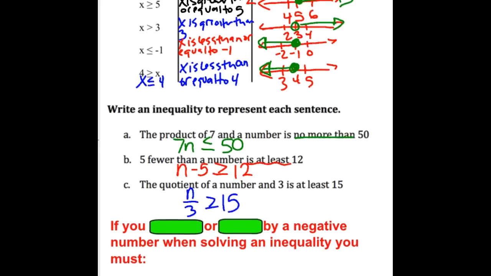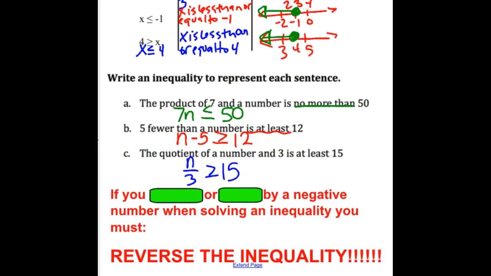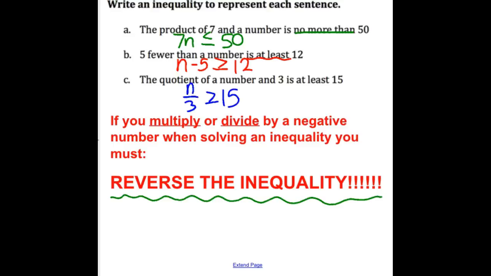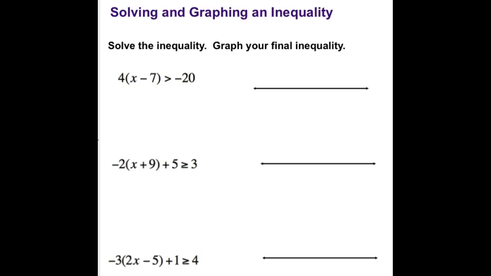The one key thing when you're dealing with inequalities is we're going to actually take some inequalities and solve for the variables. So what we have to remember is that if you multiply or divide by a negative number, what you have to do is reverse the inequality. Anytime you multiply or divide by a negative number, you have to reverse the inequality. Don't forget this step.